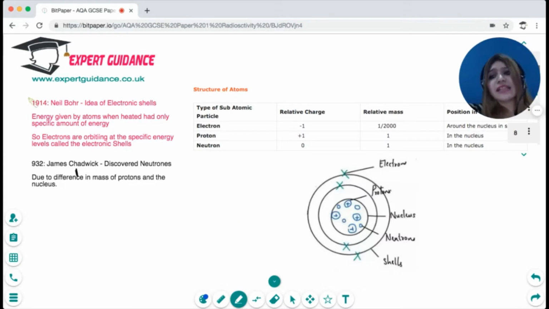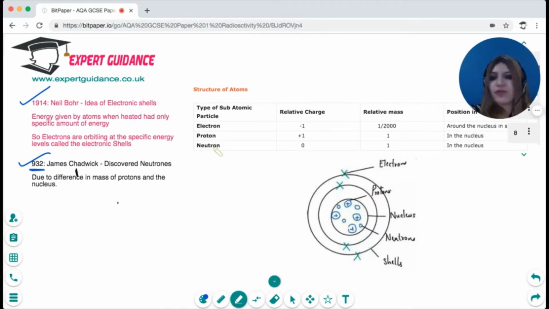But then came another scientist called Niels Bohr. He said the electrons are not just randomly surrounding the nucleus, they are moving in electron shells. And then there was another scientist called James Chadwick. He saw that there's a difference between the mass of the atom and the mass of the neutrons, electrons and protons. So he found that there's a third particle called the neutron, present inside the nucleus, which has no charge. So the electric balance is maintained, but it accounts for the difference in mass of the atom. They had mass, but no charge.